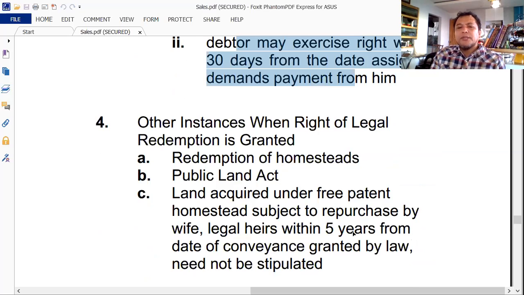So there are other instances when the right of legal redemption is granted, such as redemption of homesteads, the Public Land Act, and land acquired under free patent. A homestead is subject to repurchase by the wife and legal heirs within 5 years from the date of conveyance. It is granted by law and need not be stipulated.